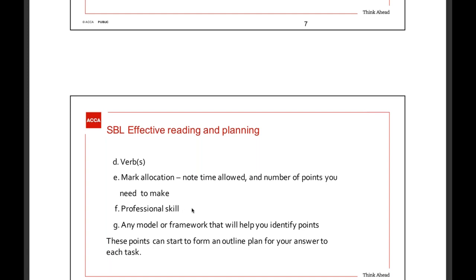For example, any model or framework can help you to identify your points. But like I mentioned, sometimes the model doesn't help. Once we go through that particular March exam report, I think you will understand what I meant by sometimes a model just doesn't work in certain circumstances.